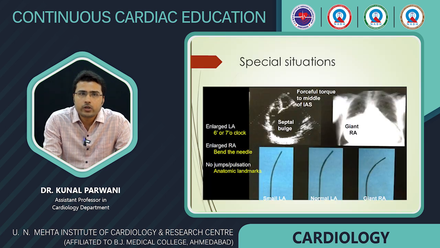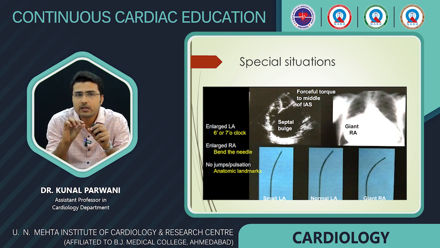Talking about special situations, sometimes you might land up in a situation where there is an enlarged LA. In those cases, you have to point the indicator more clockwise, that is, at the 6 o'clock or 7 o'clock position. Sometimes the RA would be enlarged, and in those cases you have to bend the needle more, make the angle more acute.